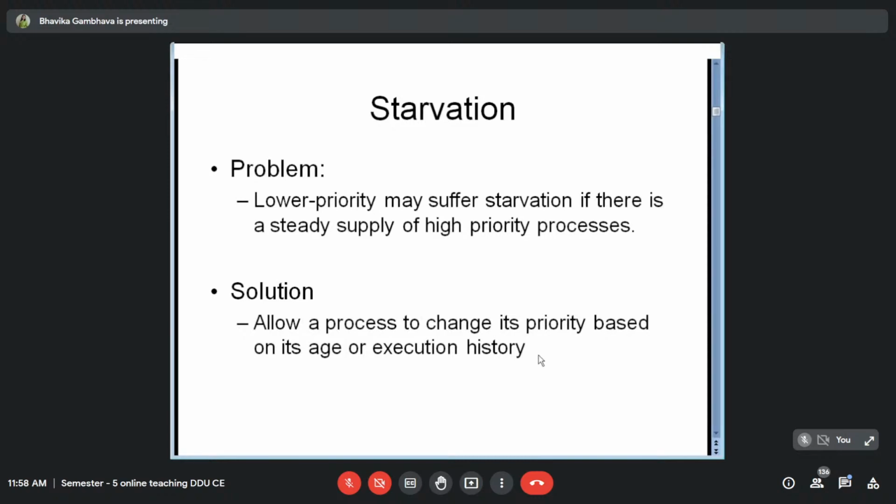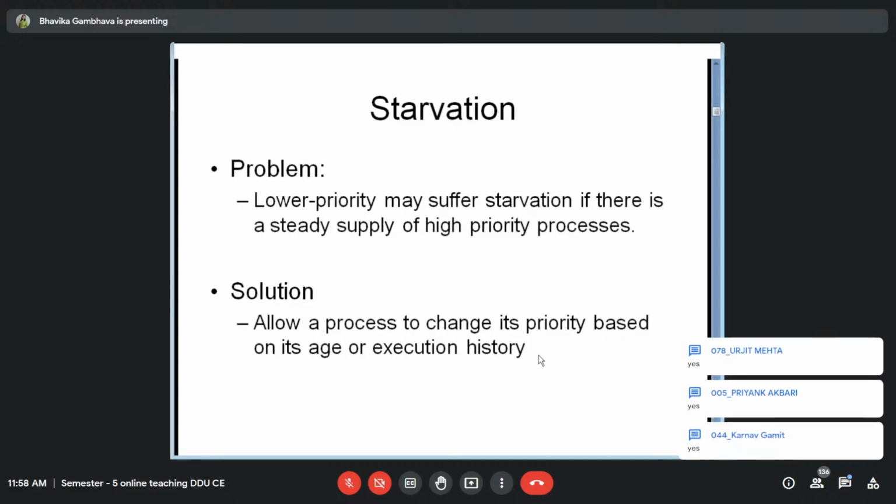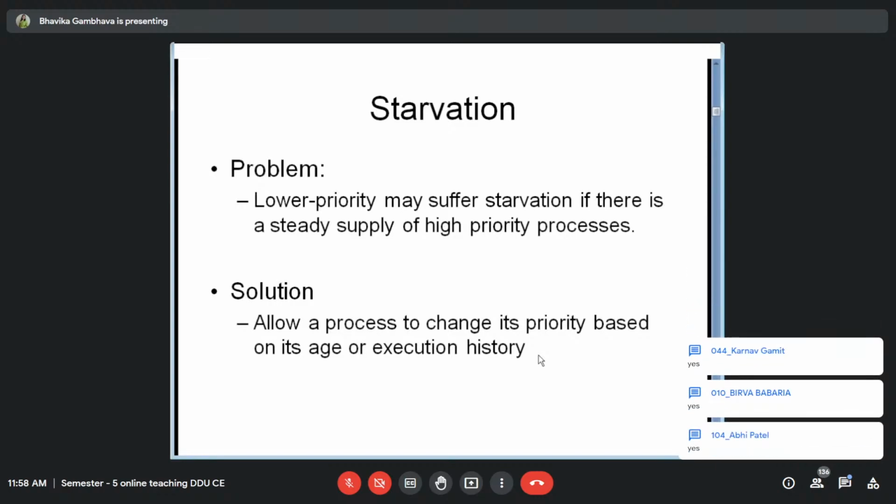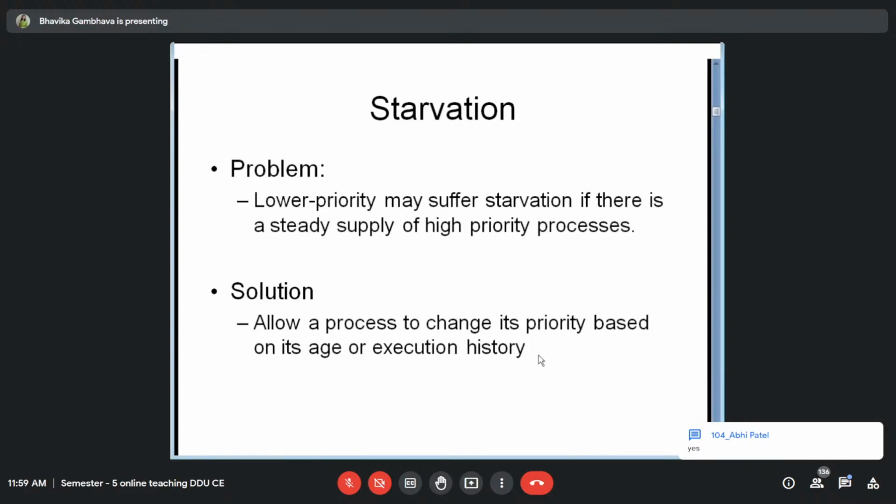I hope that we are all on the same page. Am I speaking too quickly? Should I reduce the pace and try to go a bit slower? Or are you comfortable so far? Karnav, roll number 44. Should I slow down?